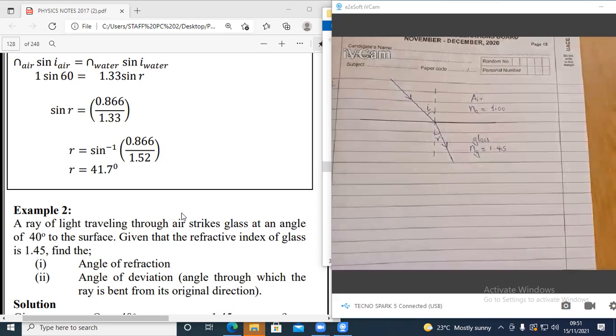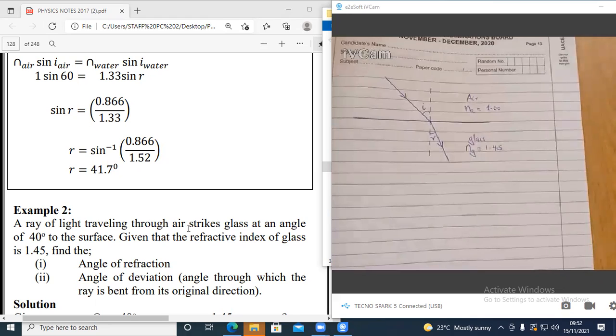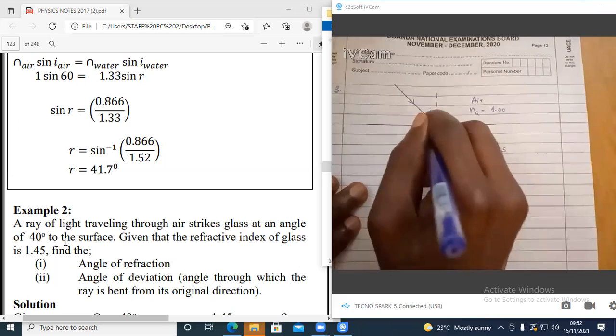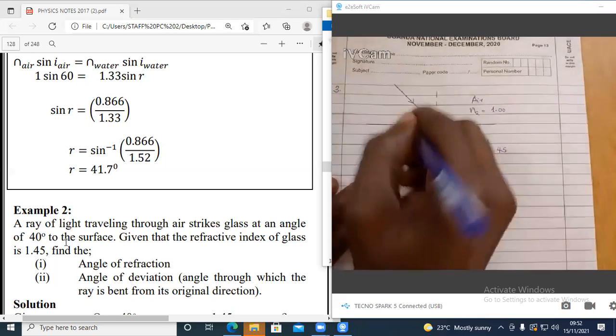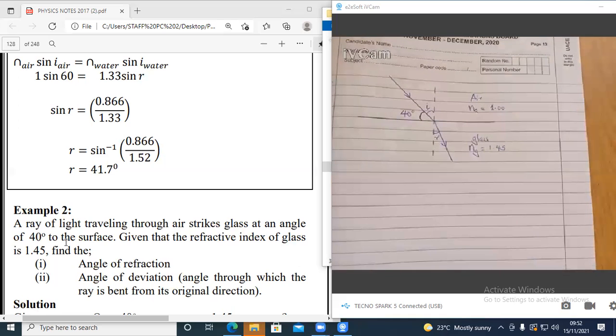Okay? So when you look at the question, there's something they have hidden there. They've said light traveling from air strikes glass at an angle of 40 degrees to the surface. Which surface are they talking about? Is it this one here, the boundary surface? So this angle was given to be 40 degrees.